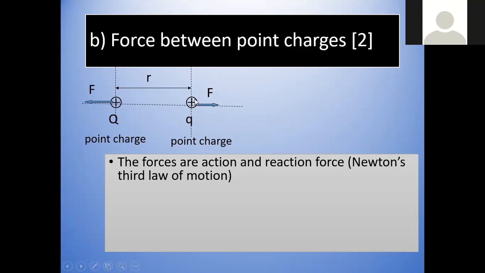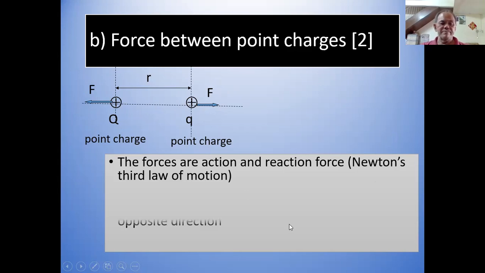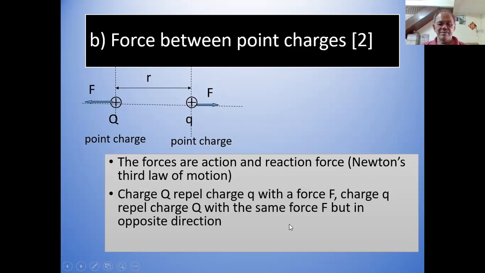Just basically tells you that this charge, capital Q, repels this charge with a force, and this charge, small q, repels back this charge with a force. So these two forces are equal, and they are opposite. That's what Newton's third law is about. That charge there repels this charge with a force. That charge, small q, repels that big charge with the same force but in the opposite direction. That's all. Right? Newton's third law.